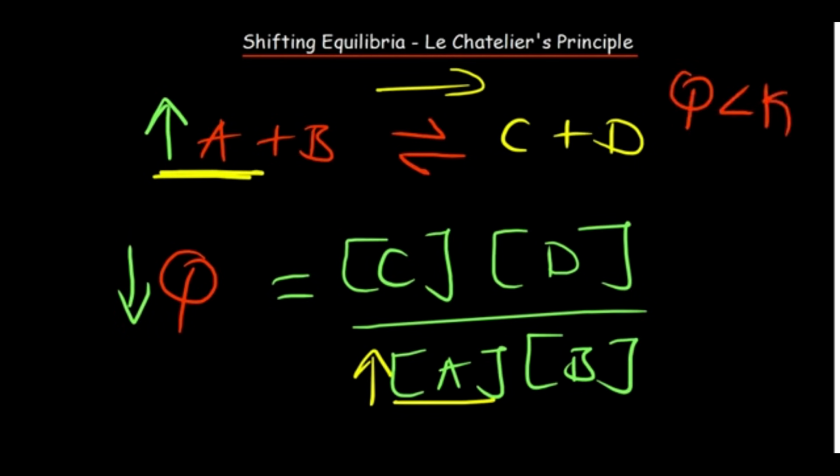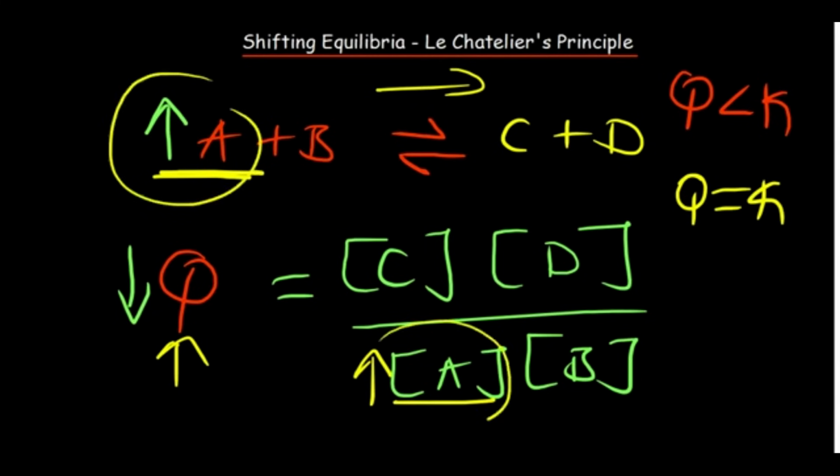So we need to make sure we somehow increase Q so that it becomes equal to K, because at equilibrium Q is equal to K. Q is just a quotient when you're not at equilibrium, and K is at equilibrium. So knowing that Q is less than K, what is supposed to happen? After we've increased the concentration of A, which is on the bottom, and it has reduced the value of Q, it's going to favor a forward reaction.